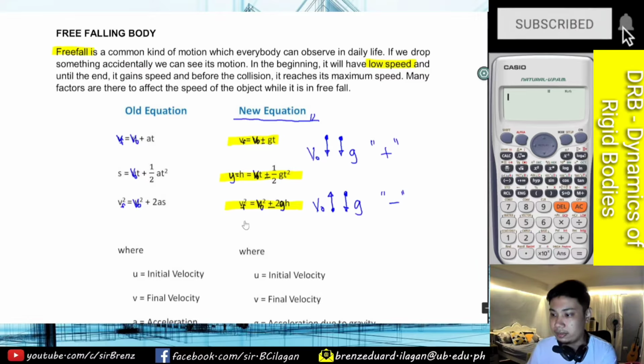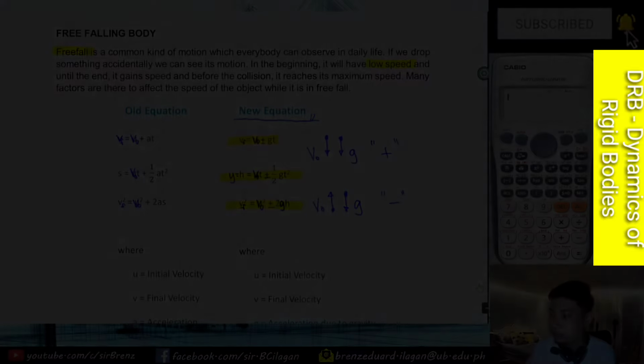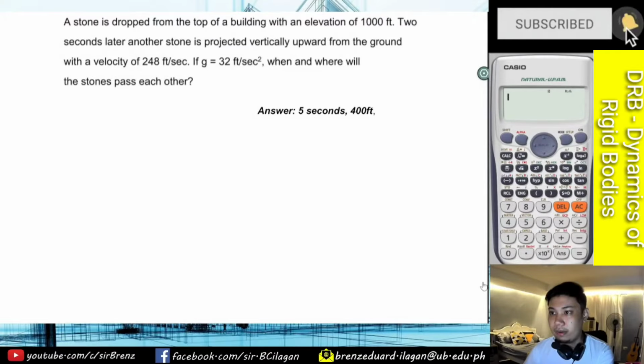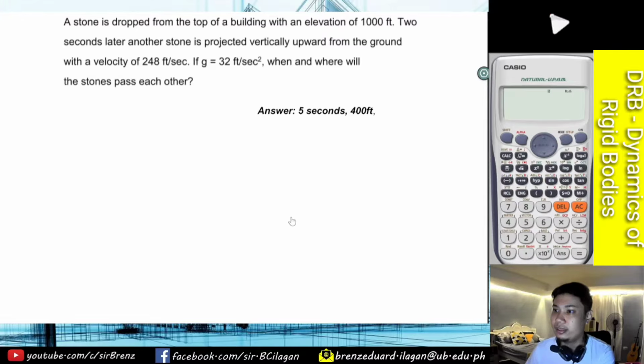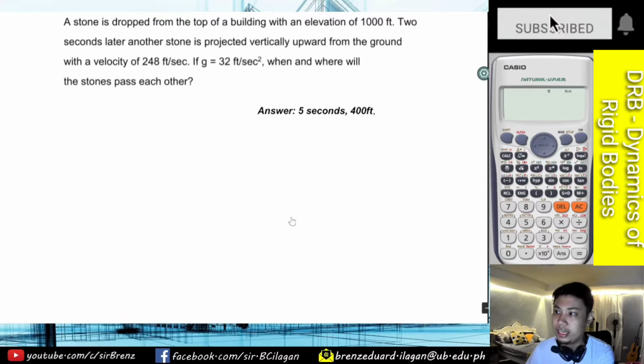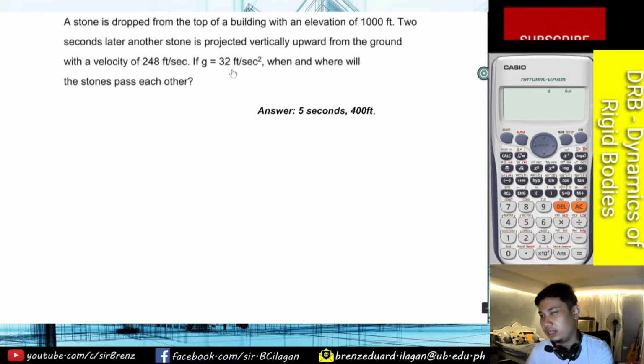So, let's start with problem number 1. Okay, so problem number 1. Basahin ulit natin. A stone is dropped from the top of a building with an elevation of 1,000 feet. 2 seconds later, another stone is projected vertically upward from the ground with a velocity of 248 feet per second. So, if the gravitational acceleration is 32, nagbigay siya ng specific value.